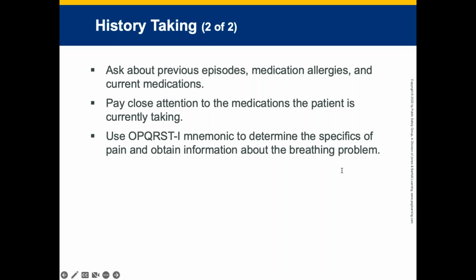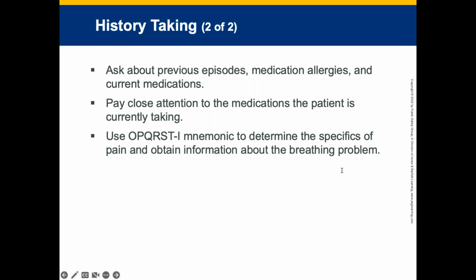We're going to use the OPQRST mnemonic to determine the specifics of the pain and obtain specific information about that breathing problem. When did it begin? Onset. What makes the breathing difficulty worse or better? Provocation. How does the breathing feel? That's your quality. Does the discomfort move? Radiation, or region. How much of a problem is the patient having?